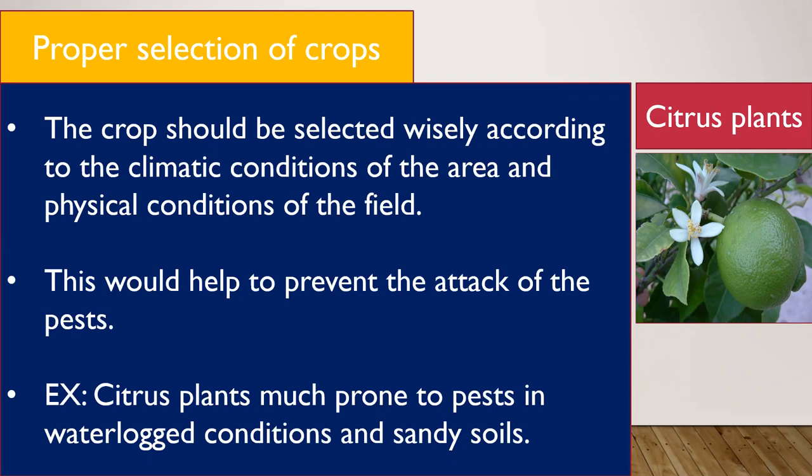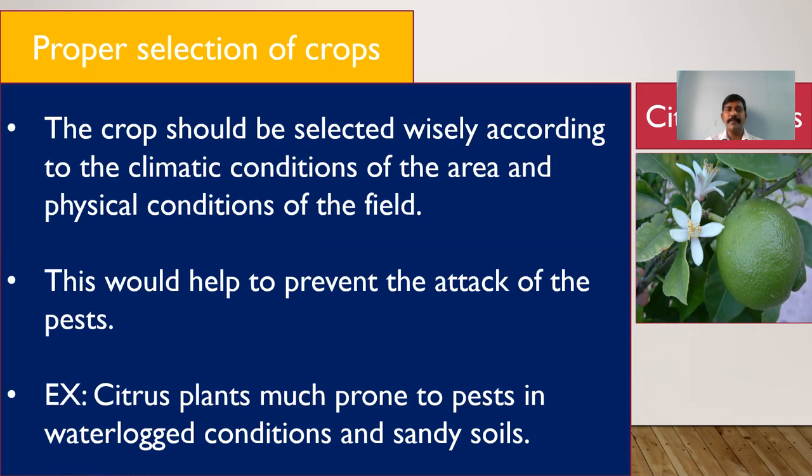Proper selection of crops. We have to select a proper crop. The crop should be selected wisely according to the climatic conditions of the area and the physical conditions of the field. These are helpful to reduce the insects and pests. This would help to prevent the attack of the pests. Pests should not attack. For example, citrus plants are much prone to pests in waterlogged conditions and sandy soils. That's why don't cultivate citrus plants in waterlogged conditions. What crop do we have to cultivate?